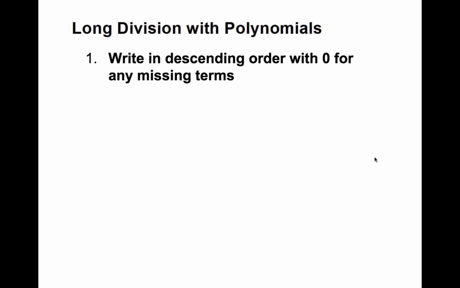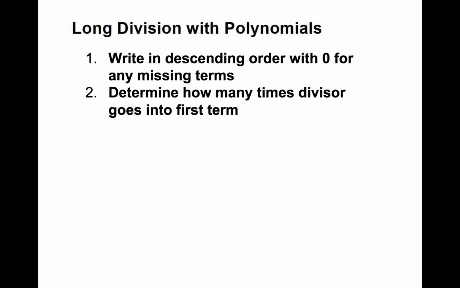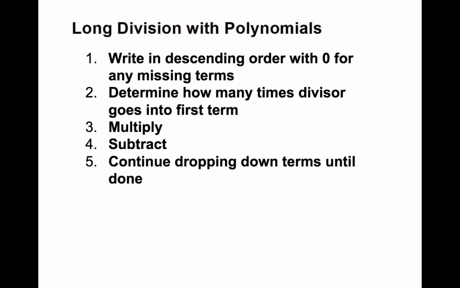So now let's connect that with a polynomial. The first thing you have to do is to write the polynomial in descending order with 0 for any missing terms. So if it goes x to the 4th, x cubed, and then x, you're missing a term. You have to put like a 0x squared. The next thing you have to do is determine how many times the divisor goes into the first term. Then you're going to multiply those numbers, then you subtract, and then you could just drop down those terms until you are done. So notice this is the same process as you would use with a number. You're going to now do with variables.